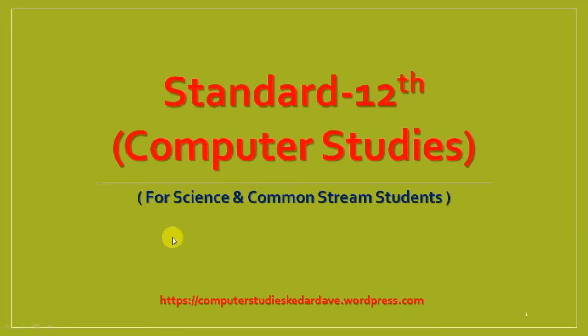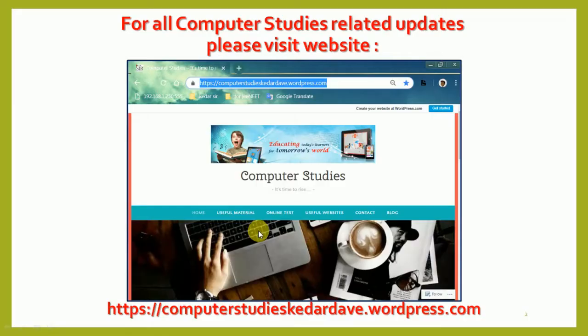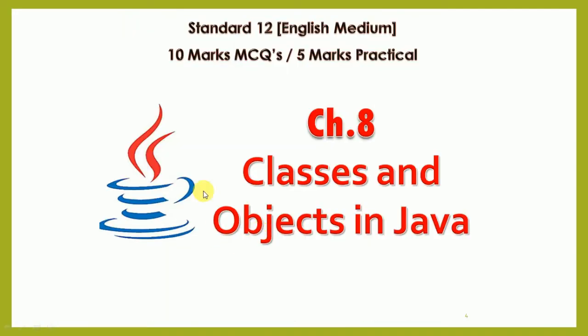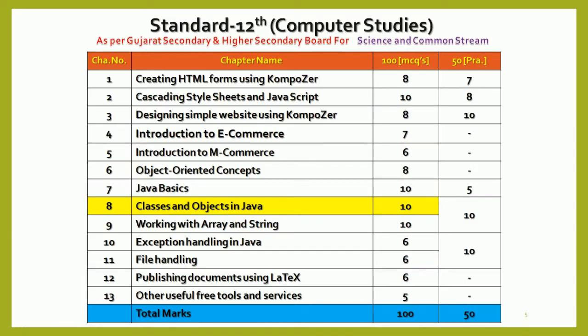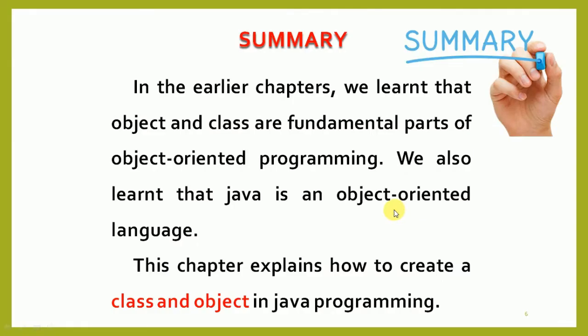So in this session we learn chapter number 8. It is classes and objects in Java programming. So it's a 10-mark chapter. So what is in this chapter? First of all we understand the summary.